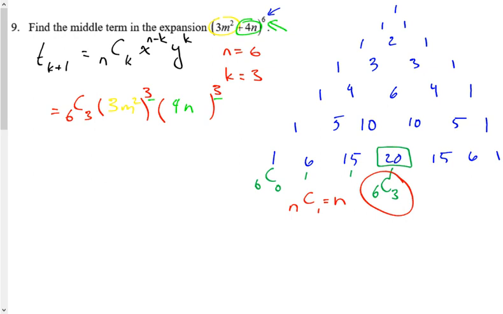Okay, let's evaluate this. We know 6 choose 3 is 20. 3 cubed is 27. M to the 6th. And then 4 cubed, 64. M cubed. And we get a number too big for my brain.